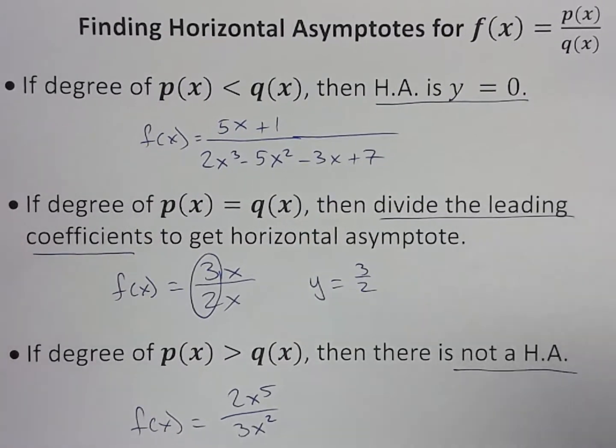Okay, so I hope that kind of makes sense. Write those down, keep them close, because we want to remember those, feel good about them. You're going to do horizontal asymptotes quite a bit. So let's go look at some examples together where we'll actually find some horizontal asymptotes.